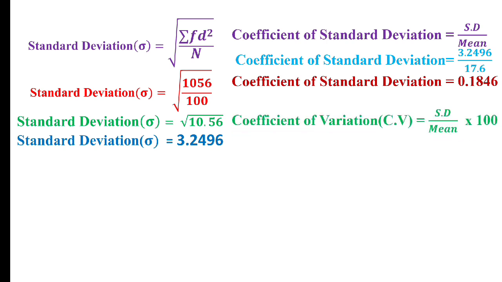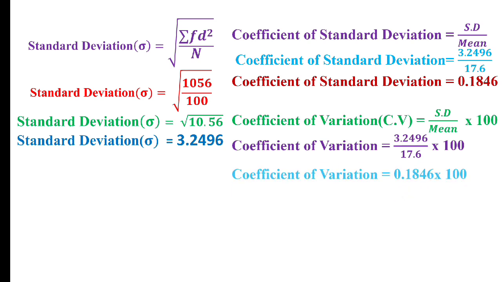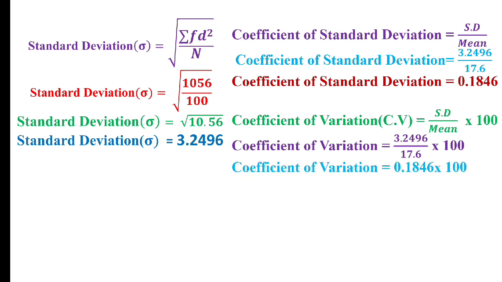Once the coefficient of standard deviation is found, then we can go for the coefficient of variation. The coefficient of variation formula is standard deviation divided by mean into 100. Standard deviation value 3.2496 and mean value 17.6 into 100. Simplify: 0.1846 into 100. Then we'll get 18.46 percent.